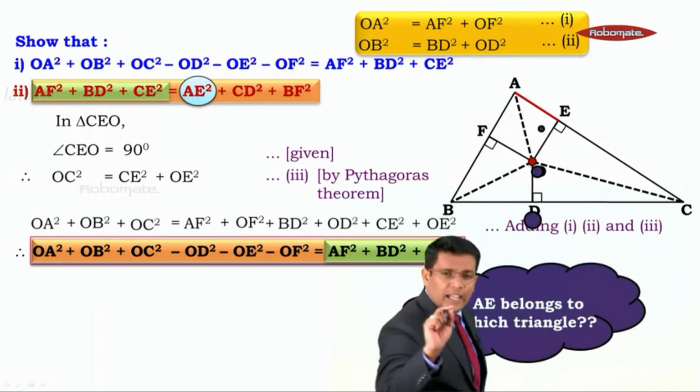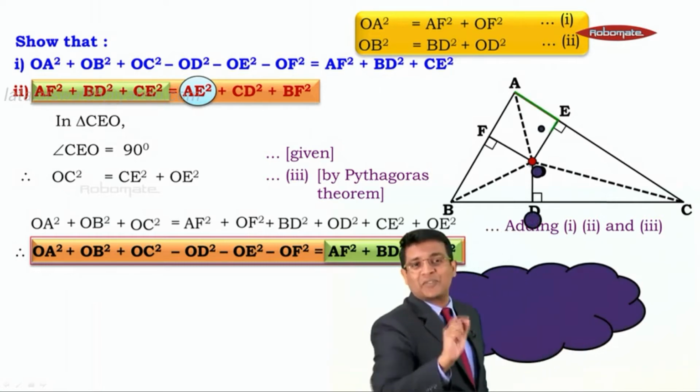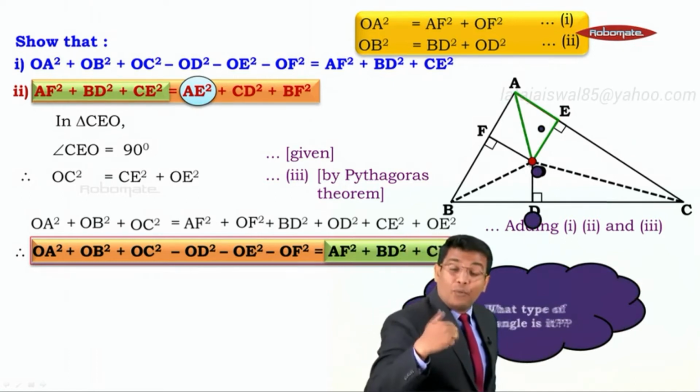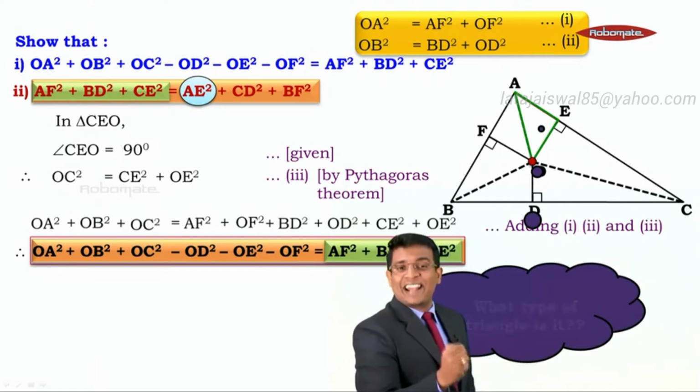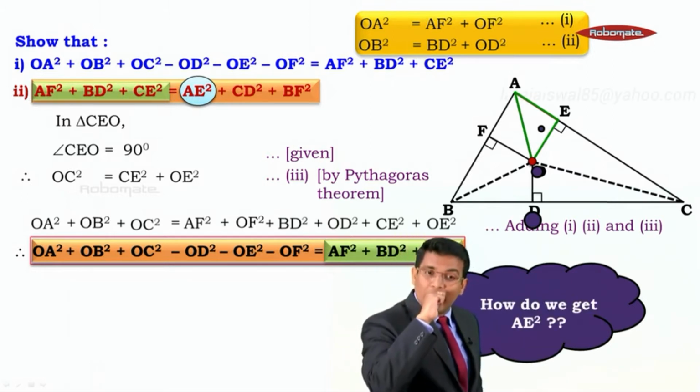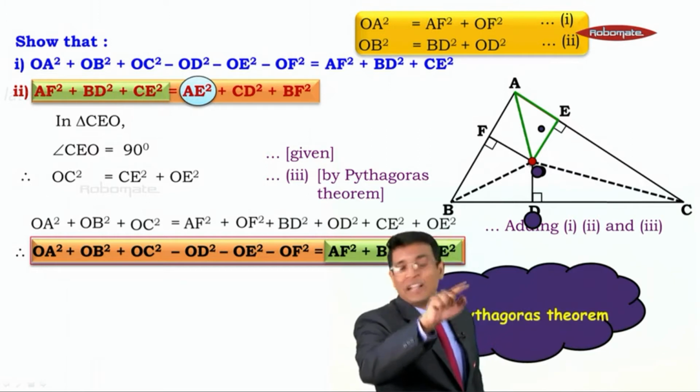Now for AE, does AE belong to any triangle? Yes. Which triangle is that? It is triangle AEO, right? Now what type of triangle is it? It's a right angle triangle. So in that right angle triangle, tell me how will we get AE square? By Pythagoras theorem. Let's do it now.